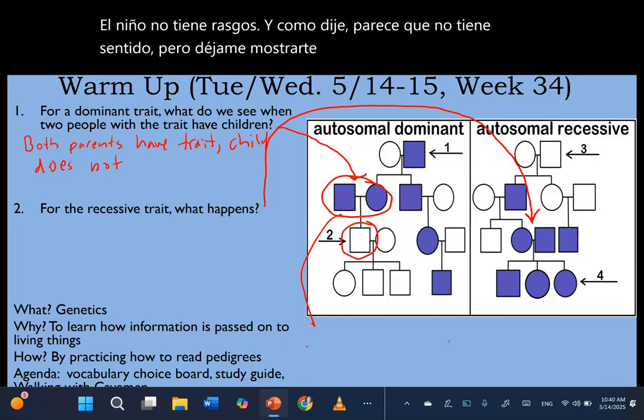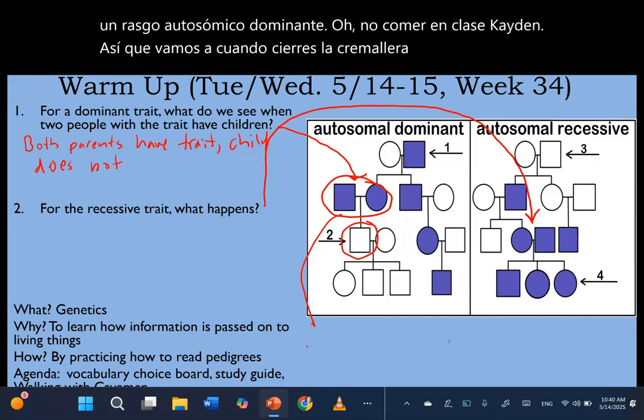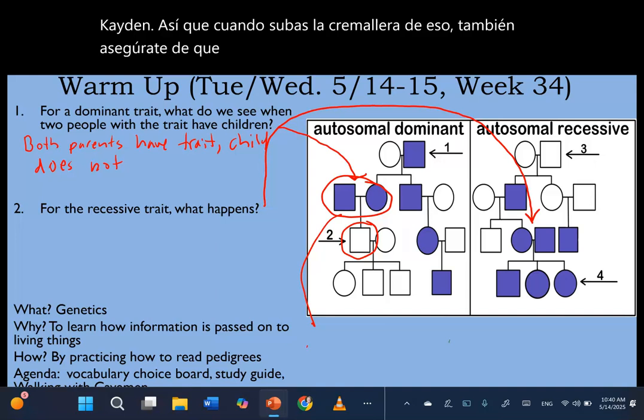We're looking at an autosomal dominant trait. Oh, no eating in class, Caden. So why don't you zip that up. Also make sure your phones are all zipped up and put away too.